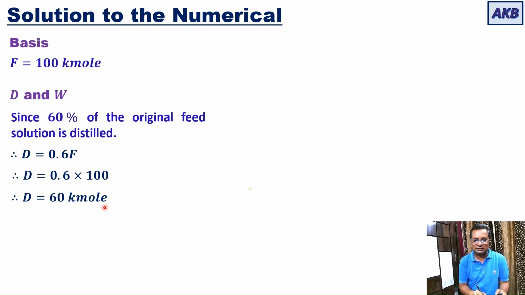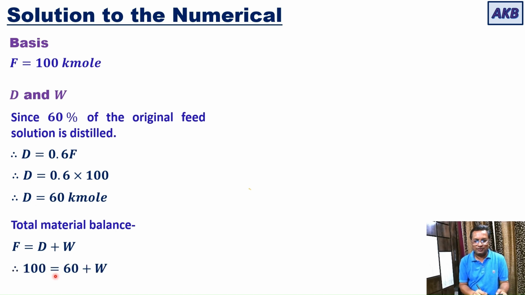And for this amount of distillate, let us get the amount of residue. And for that we are going to use the total material balance. So total material balance is F is equal to D plus W. Steady state total material balance. Input is equal to output. So F we know, D we calculated simply.